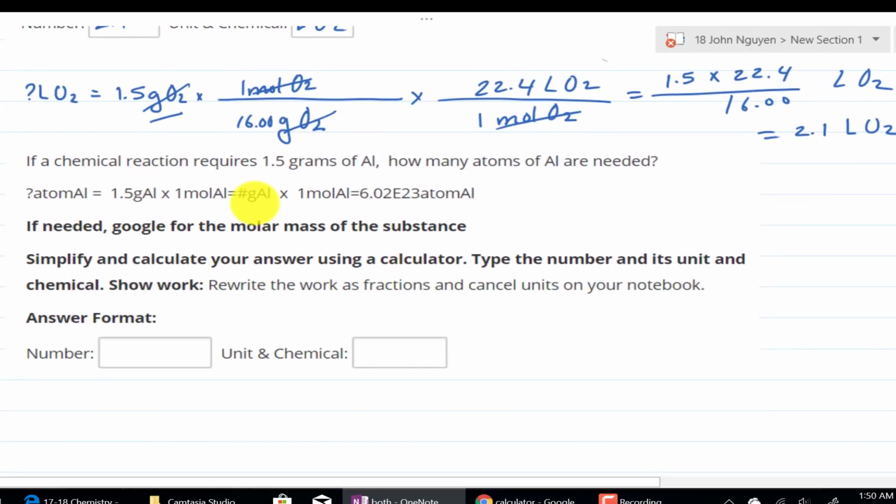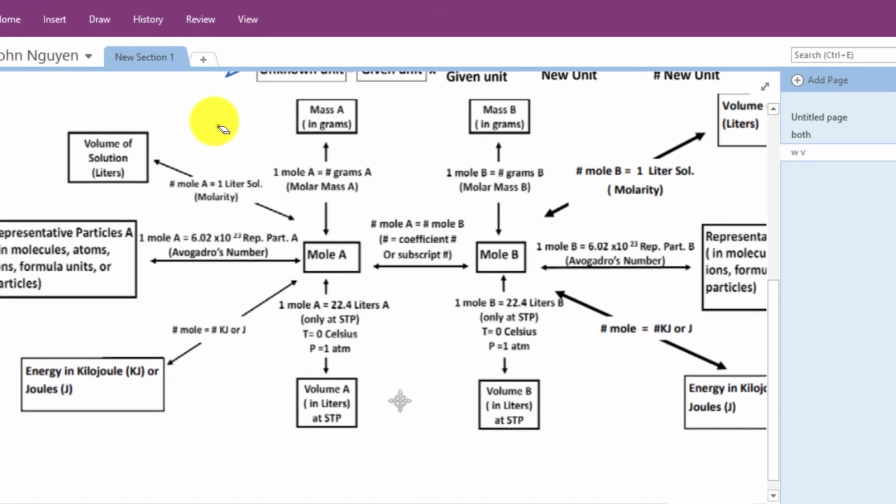Let's try another problem. We have a chemical reaction requiring 1.5 grams of aluminum. How many atoms of aluminum are needed? Now, if we look back at the flow chart, notice how we start from grams, and where do we end? Atoms of aluminum. So we start there and go across here. So we have the first conversion factor, and this is our second conversion factor. And again, we use our molar mass conversion factor. Guess what we have to do? We have to look it up on Google.